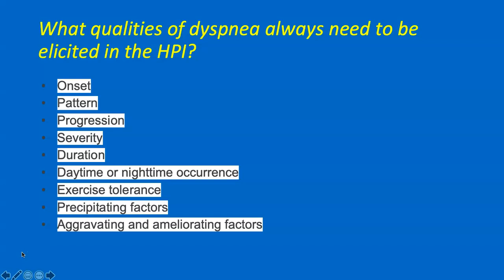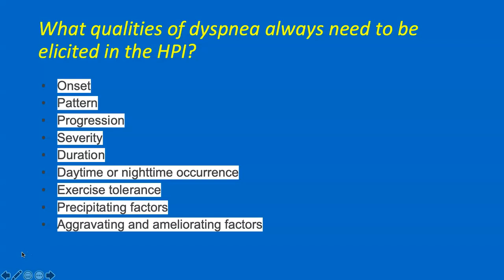So some of these are true for any type of symptom. You want to get a sense of what the onset was. So was this a sudden onset or a gradual onset? What the pattern is of the symptom. Is it episodic or continuous? Is there any progression, meaning is it getting any worse? Or maybe it's getting better or staying the same? You want to get a sense of what the patient thinks the severity of the symptom is. You can have them score it on a 1 to 10 scale, 10 being the most severe. Get a sense of the duration. How long has this been going on for?